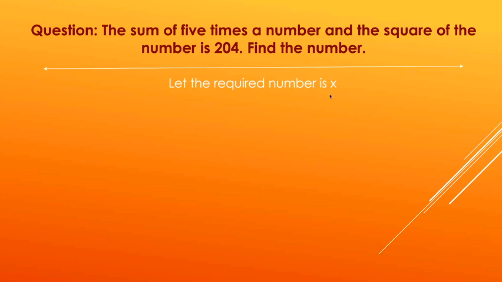So if the required number is x, according to the question, 5 times a number is 5x, the square of the number is x square, and it is mentioned the sum of these two values. So 5x plus x square is equal to 204. x square plus 5x minus 204 is equal to 0. I have written this equation in standard form. Now we have to solve this equation, so we will do the midterm breaking.